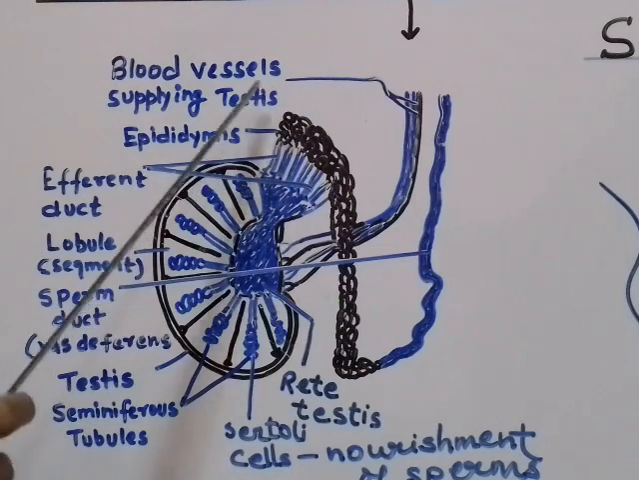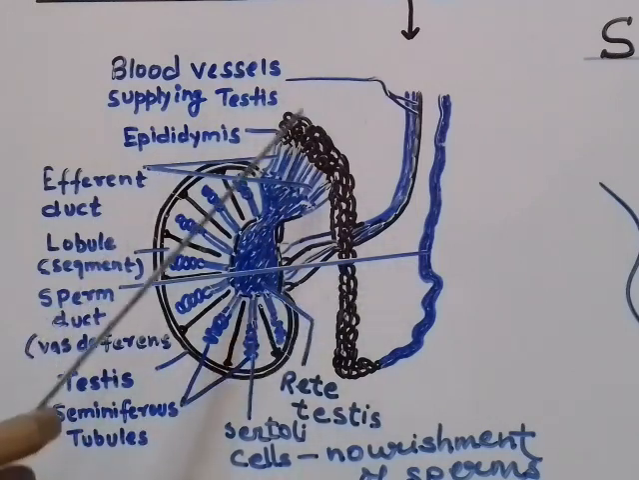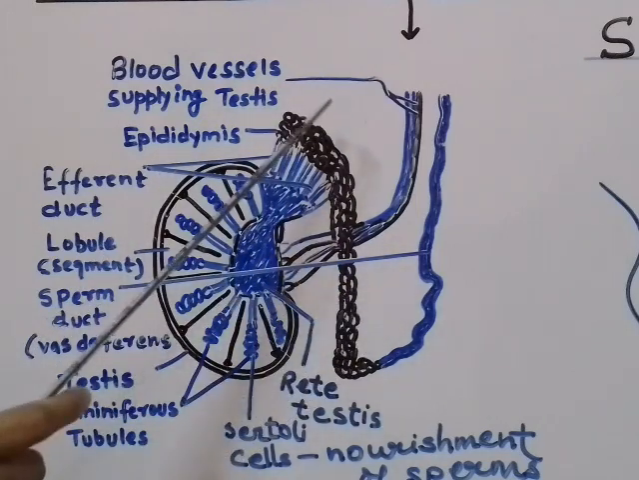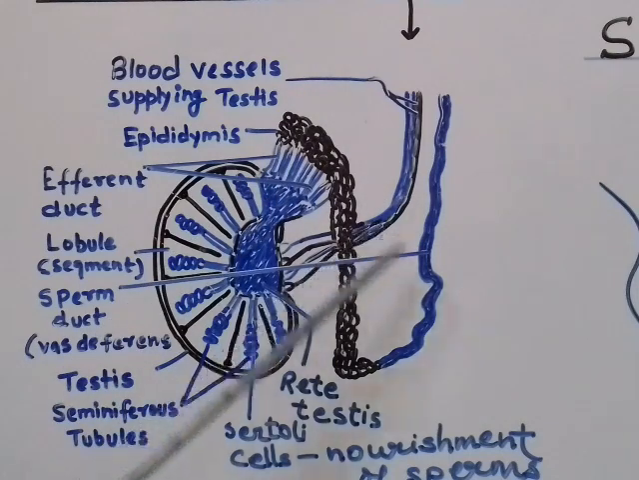More specifically, this has three parts. You can see the coiled tubular structure which starts from the head of the epididymis, middle piece and the tail. So it has three parts. Now here the sluggish sperms come and get stored.